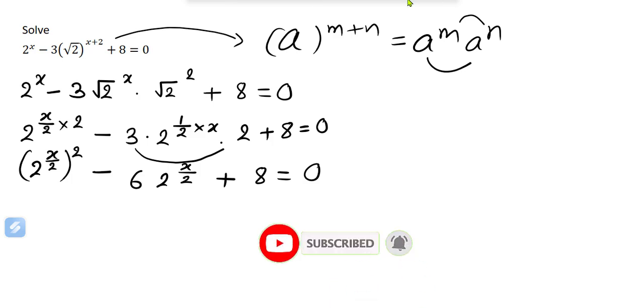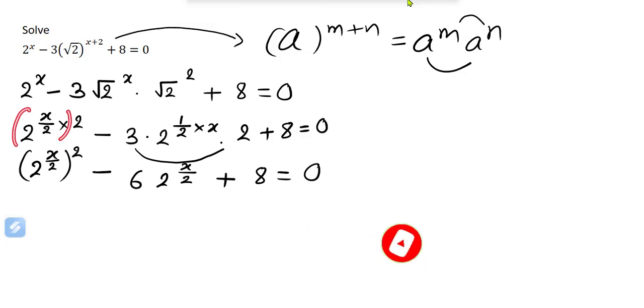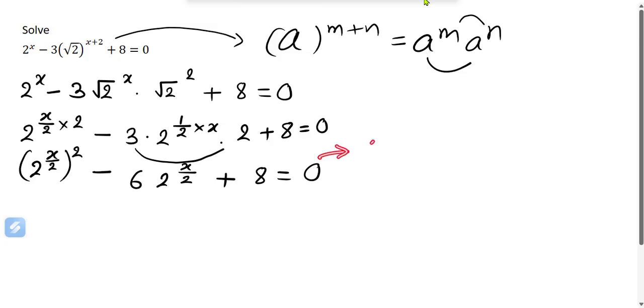So all we did is, here we just use the bracket and then this x multiplies 1. That's why x divided by 2 is the power. And here 2 and 3 is multiplied, which is 6. Now we can change this in the standard form of ax squared plus bx plus c equals 0. Now we can assume the value of k equals 2 to the power of x divided by 2.